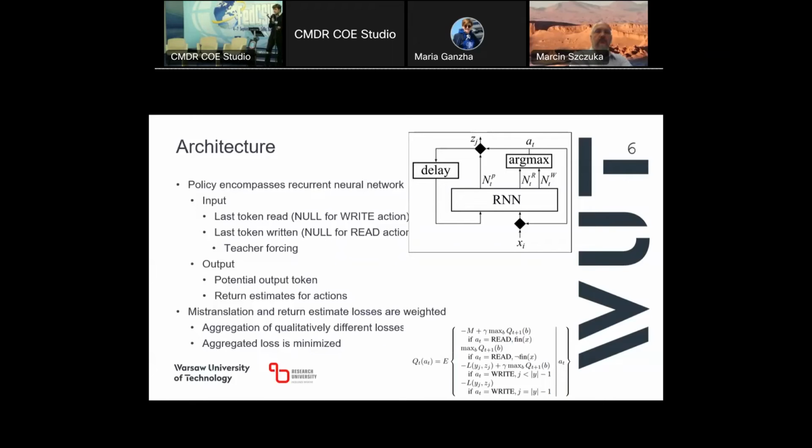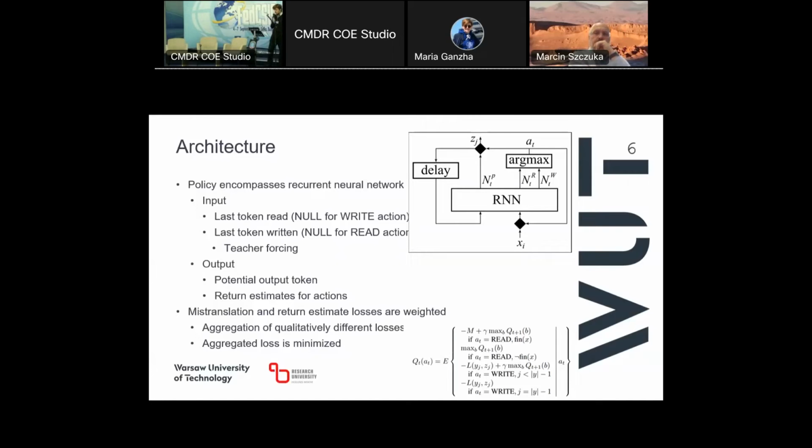So the input that our network gets is the last token read from input and the last token written to output. They are set to unknown when we use the write action. When we use the write action, the last token read is set to null, and the last token written is set to null when we use the read action, so that the information the agent gets is actually only part of the input or part of the output. We also utilize teacher forcing, in a way that instead of using tokens we produced as last token written, we use the tokens from the target output, which helps the agent learn.